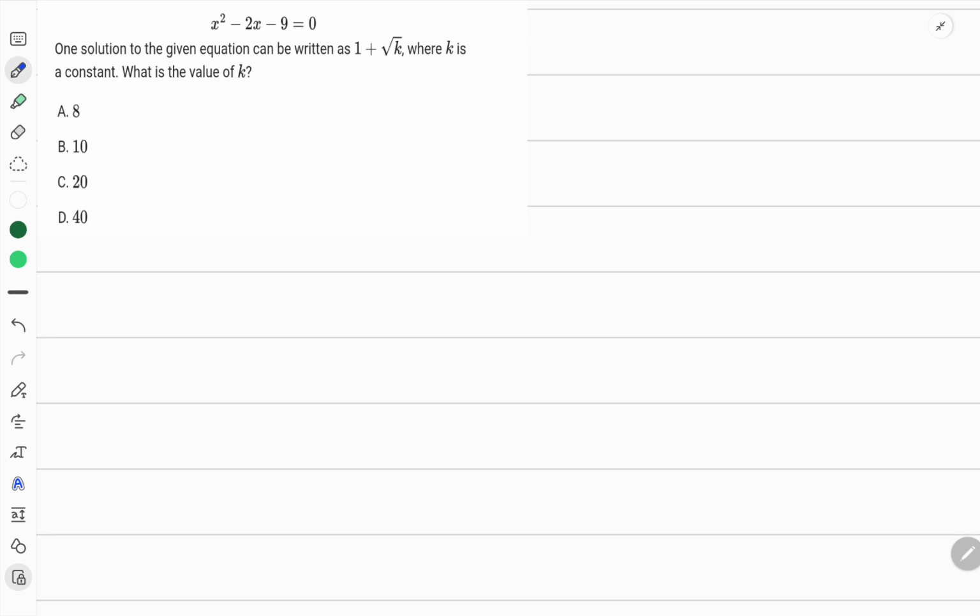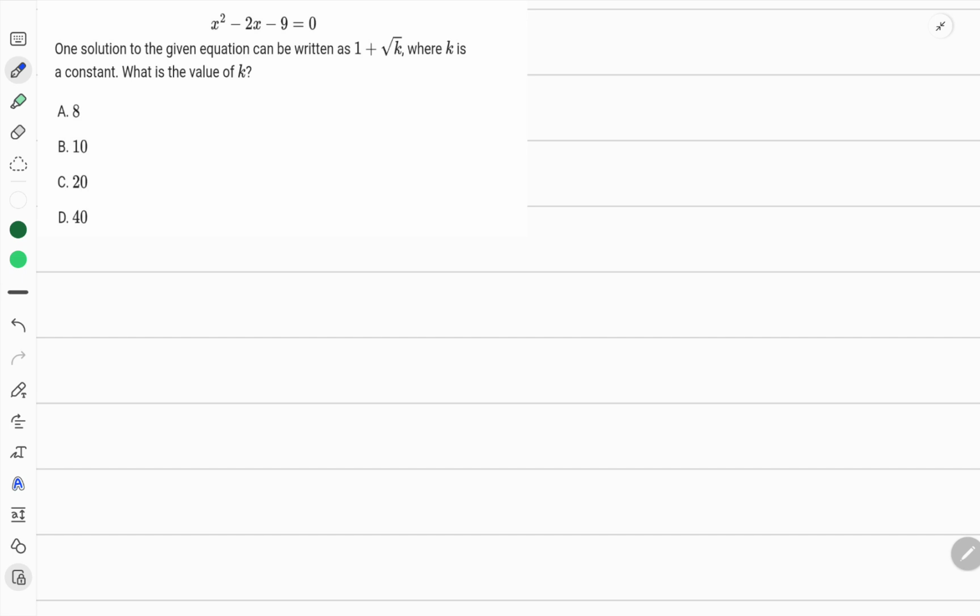Let's get started. x squared minus 2x minus 9 equals 0. One solution to the given equation can be written as 1 plus the square root of k, where k is a constant number. What is the value of k?